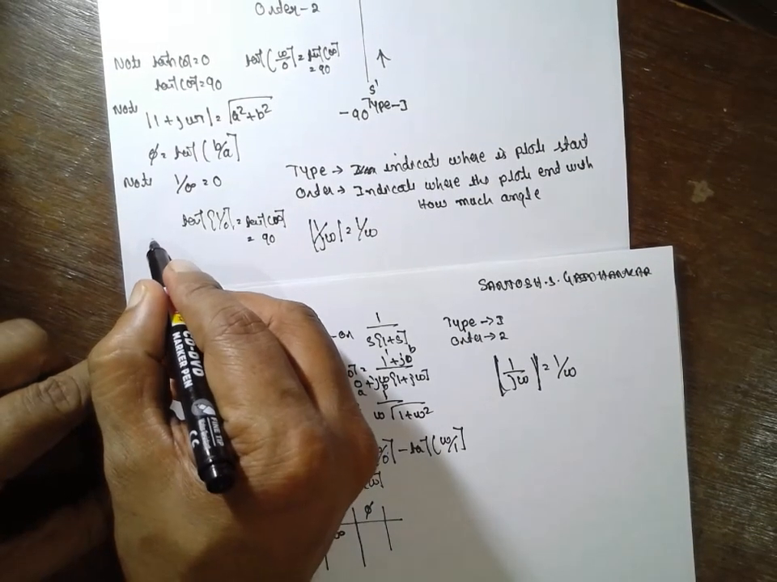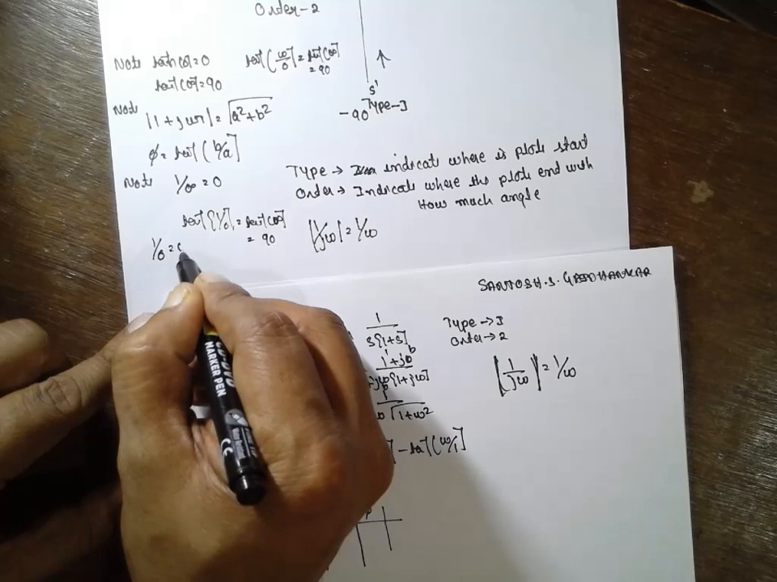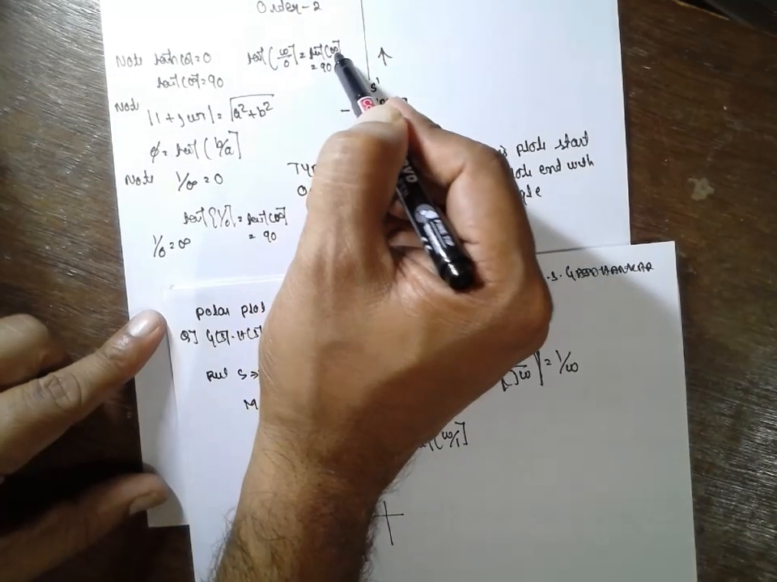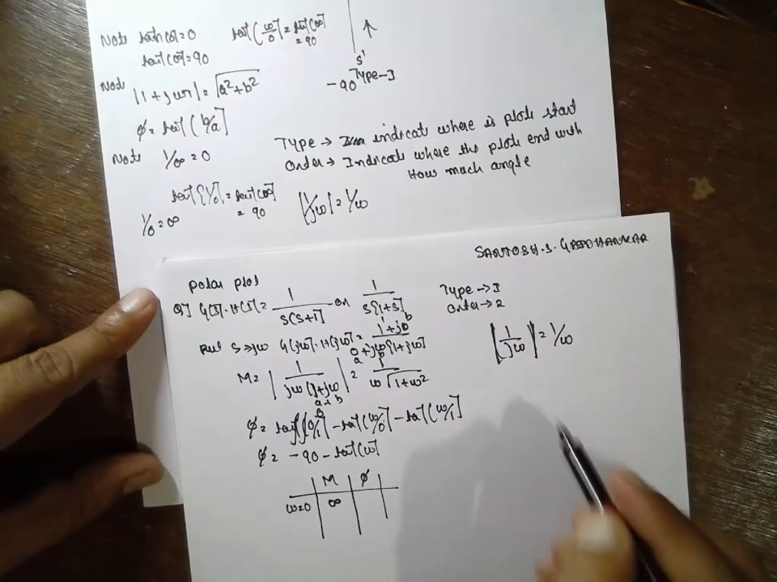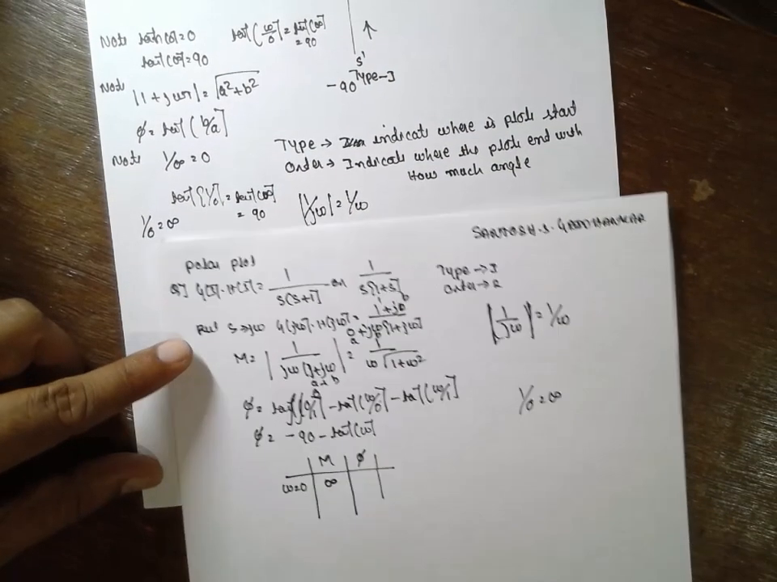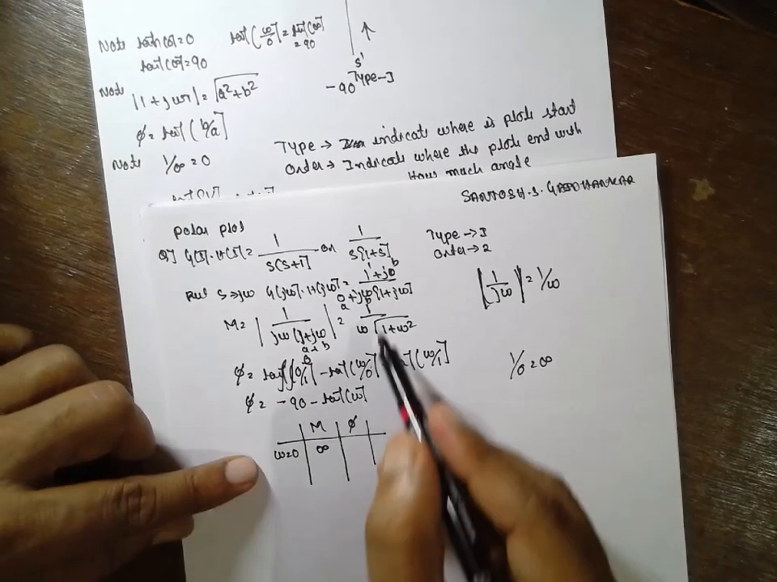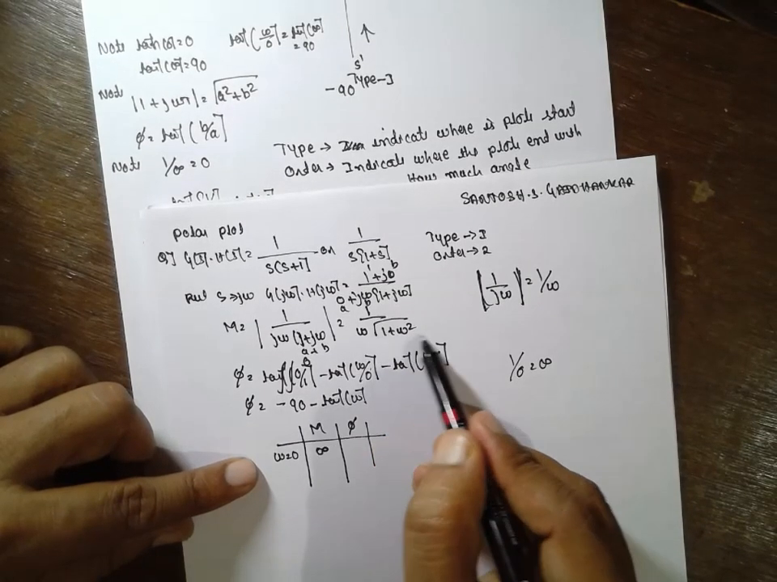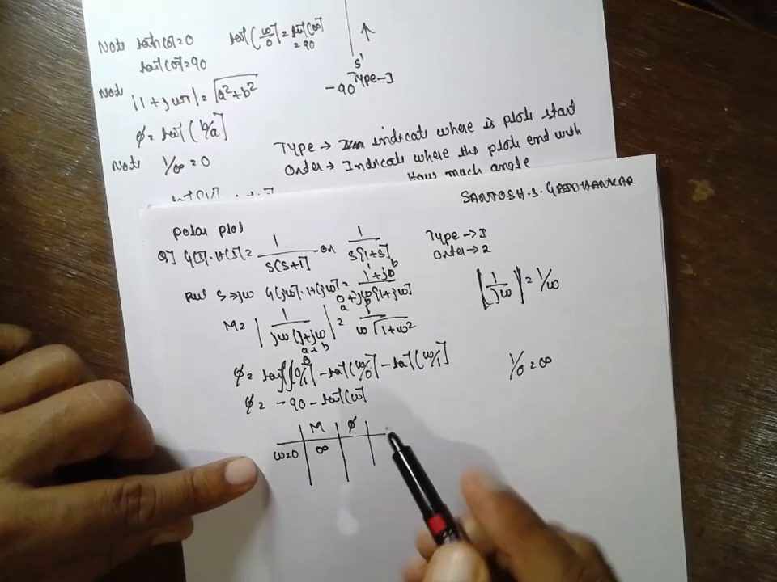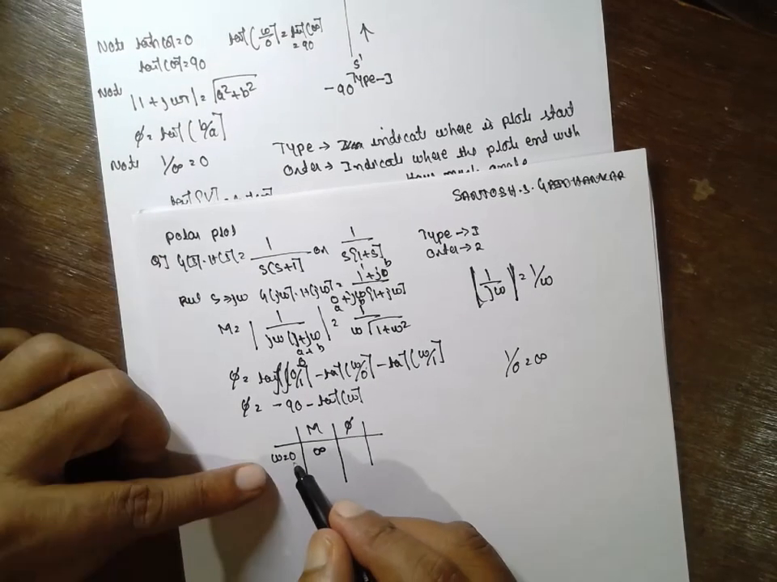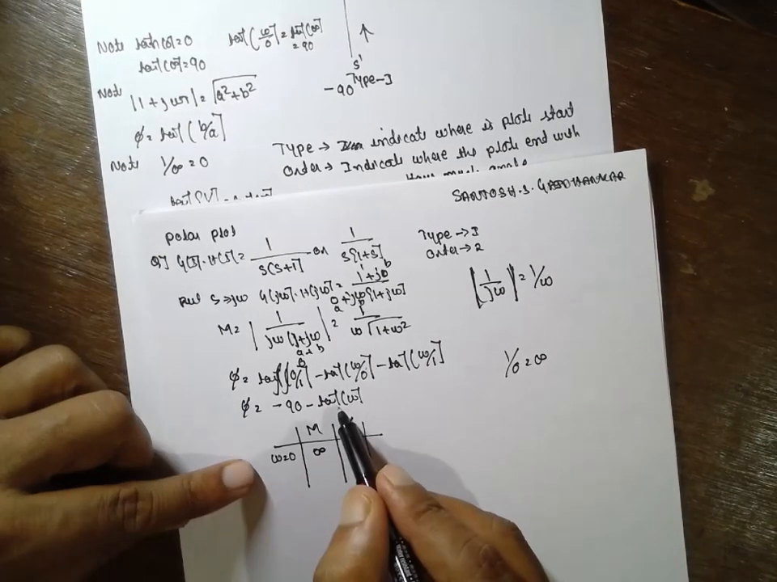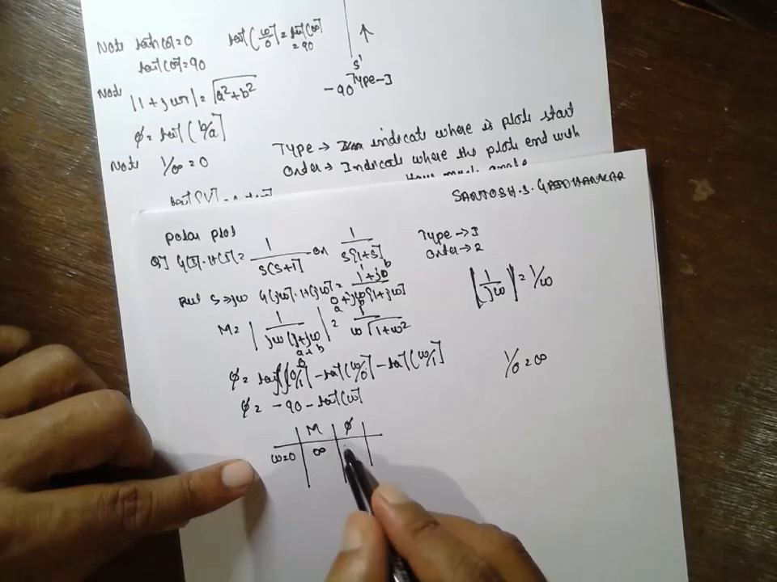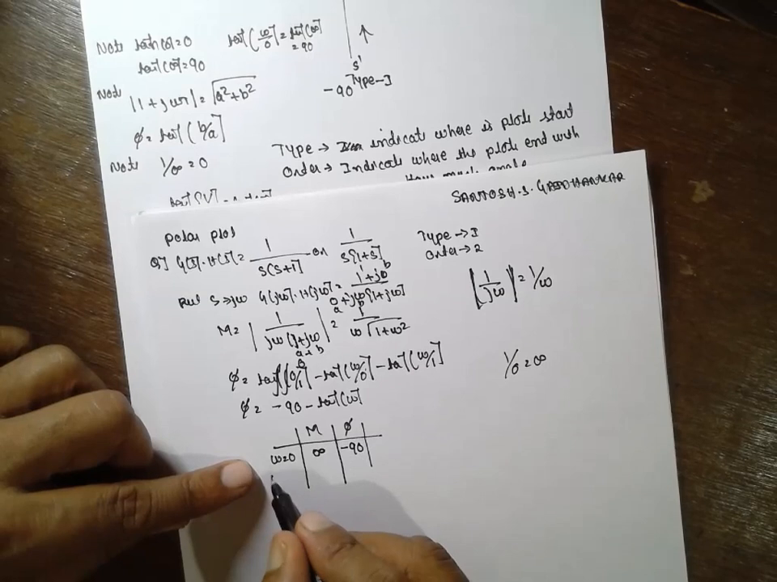I will write it here. 1 divided by 0 is nothing but infinity. Anything divided by 0 is nothing but infinity. If you substitute the omega value here, it becomes 1 divided by 0, and 1 divided by 0 is nothing but infinity. Next, in terms of phi, this becomes what? Tan 0 is nothing but 0, so it is minus 90.